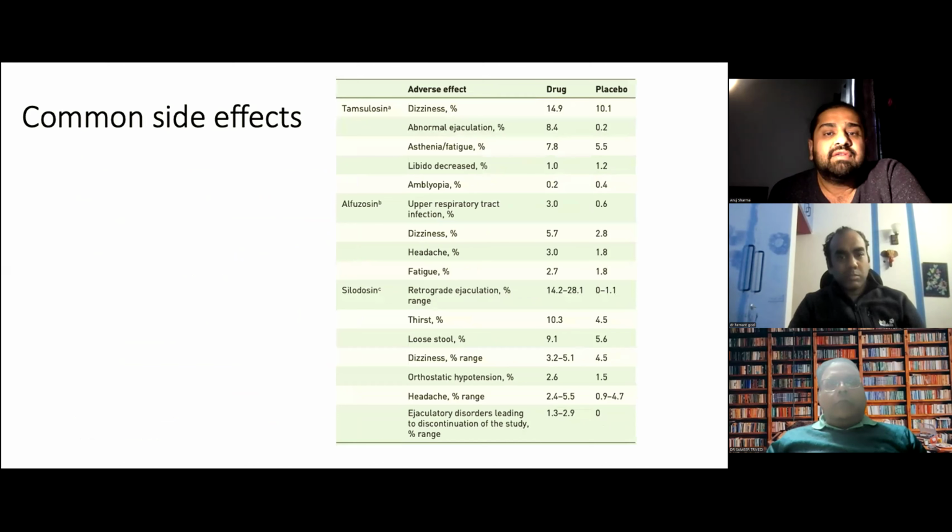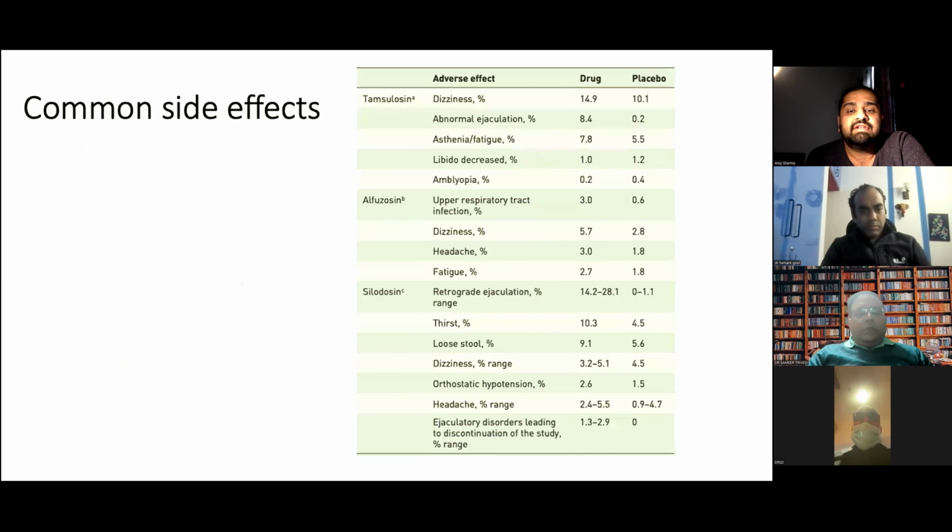Coming on to the side effects of tamsulosin, silodosin and alfuzosin. In tamsulosin, dizziness has the maximum incidence, whereas for silodosin, as we know, retrograde ejaculation is the most commonly reported, along with thirst, loose stools, dizziness, orthostatic hypotension, and also ejaculatory disorders leading to discontinuation of the study.